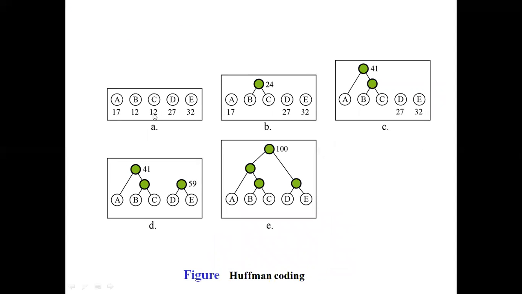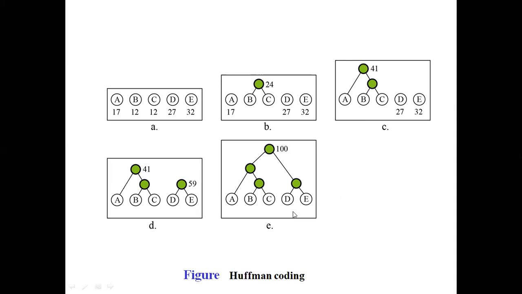As seen, A, B, C, D, E, we are representing as nodes. So we will combine the smallest ones first, like B and C combined together make 24. Then the next smallest one is A, which we combine with B and C, keeping the tree simple and balanced. Then the next one is D, but moving to D would make the tree imbalanced. So we are combining D and E, and the total of everything together is 100.